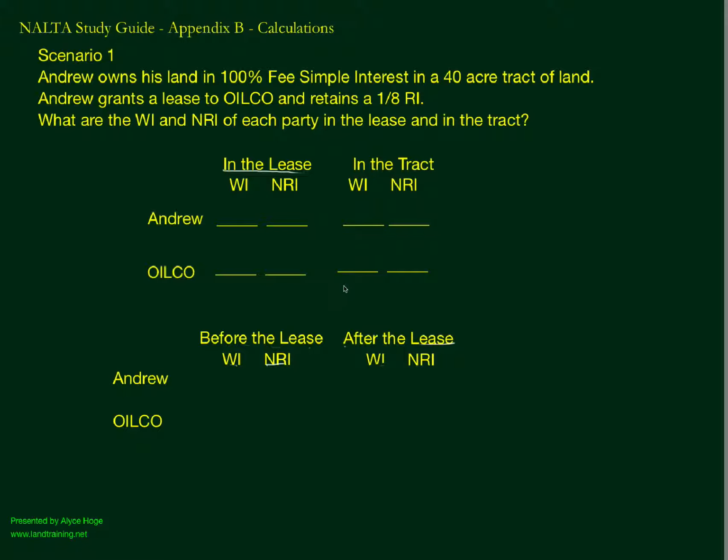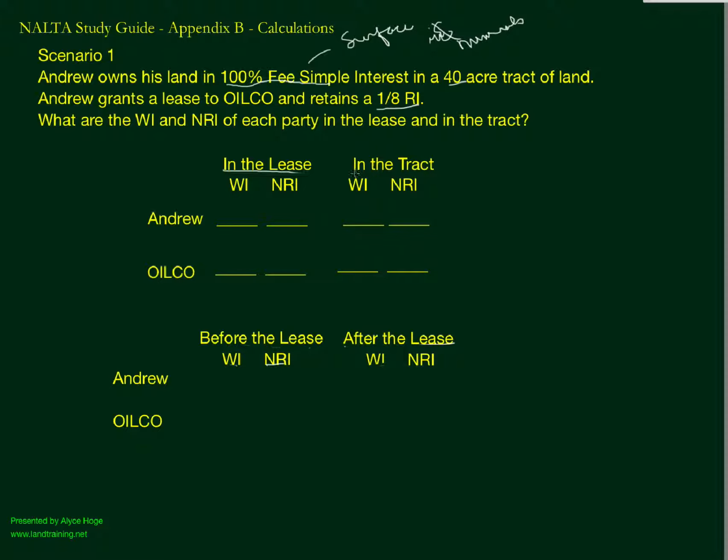Scenario 1 says Andrew owns his land in 100% fee simple. Now when we talk about fee simple, that just means that they own the surface and the minerals. So fee simple means ownership of the surface and the minerals. And then he's got an interest in a 40-acre tract of land. Now he grants a lease to oil company and he keeps a 1/8 royalty interest. The question is, what are the working interest and net revenue interest of each party in the lease and in the tract?